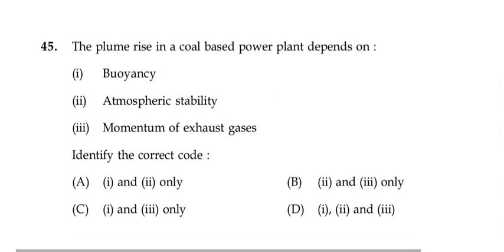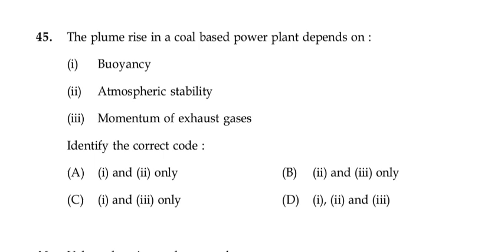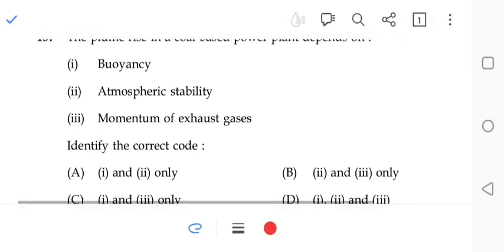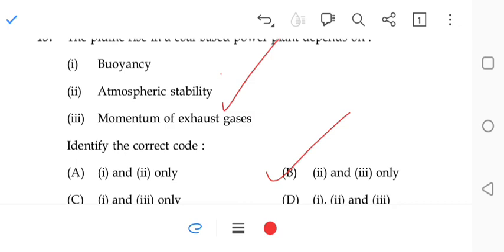45. The plume rise in a coal-based power plant depends on what? Buoyancy, atmospheric stability, momentum of exhaust gases. Identify the correct code: 1 and 2, 2 and 3, 1 and 3, 1, 2 and 3. 45. Correct answer will be D, that is 1, 2 and 3, which includes atmospheric stability and momentum of exhaust gases.